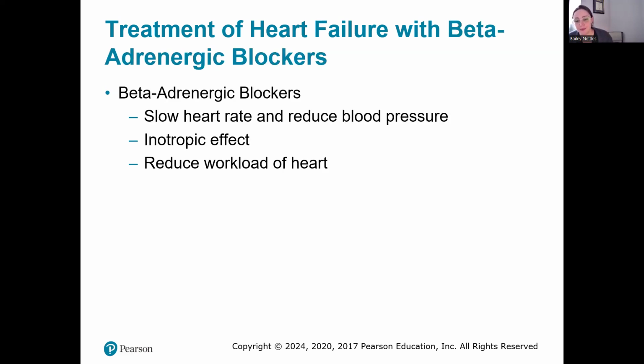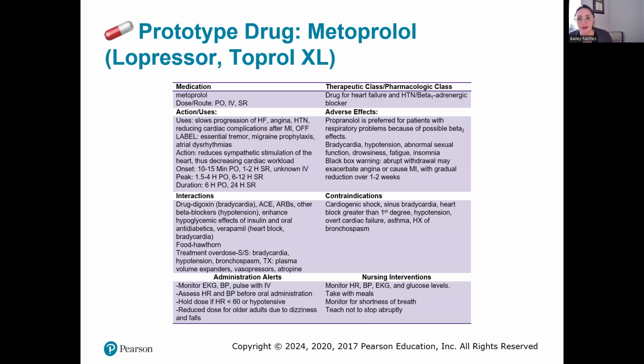Beta blockers. We know about beta blockers and how they work. Okay, they reduce the workload of the heart and they have an inotropic effect. So metoprolol, most common one used. Okay, PO, IV, and they have a sustained release or XL version. Okay, it slows the progression of heart failure, angina, high blood pressure, reduces cardiac complications after a heart attack. It's also used for essential tremors, migraine prophylaxis, and atrial dysrhythmias. Okay.